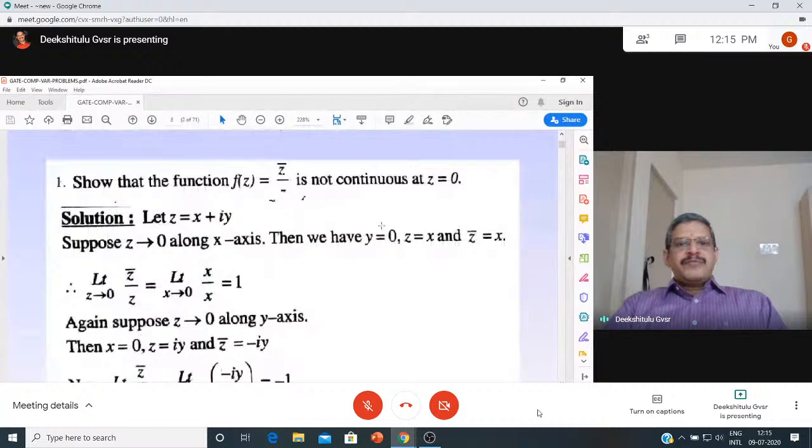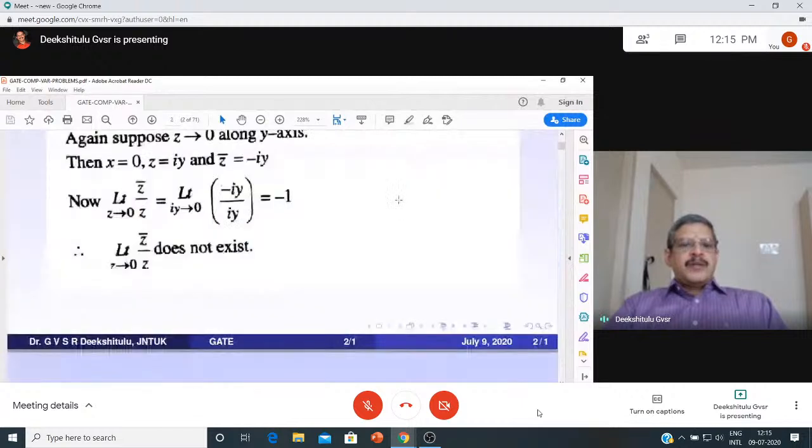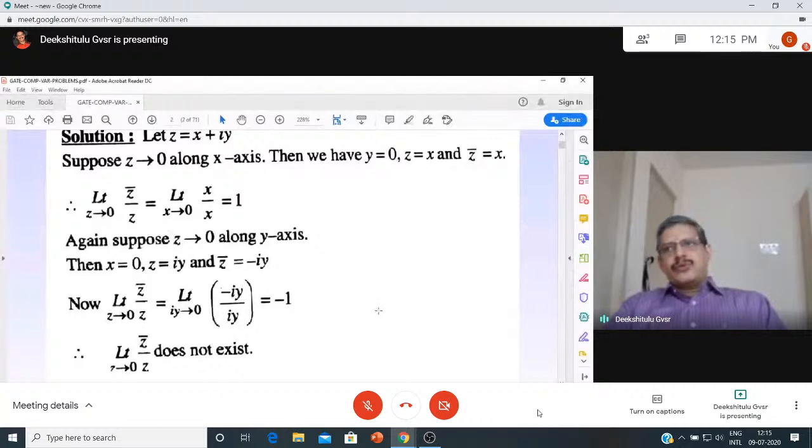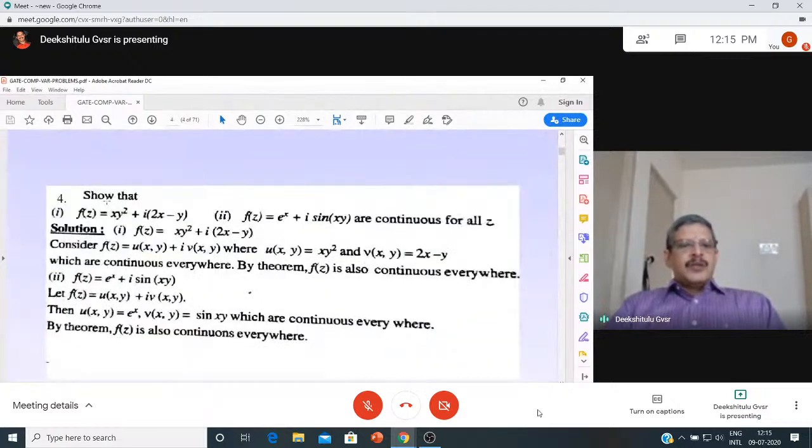Show that f of Z is equal to mod Z by Z is not continuous. We have done this problem already. First we take x goes to 0 then y goes to 0, and y goes to 0 then x goes to 0. Along the two paths, the limits are different. Next, f of Z is equal to mod Z, we have done this problem also. Show that f of z equal to x square plus I into 2x minus y, e power x plus I sin x square, is continuous for all z.